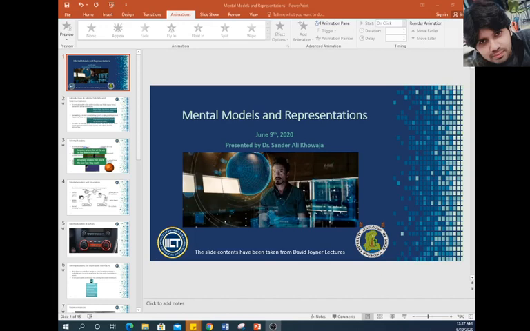In our last lecture, I already explained some design principles and heuristics, and while explaining them, I told you that in the latest edition of Don Norman, there is a seventh principle which is based on the mental models and the conceptual models. So today we'll be discussing solely the mental models and representation. So let's start our lecture.